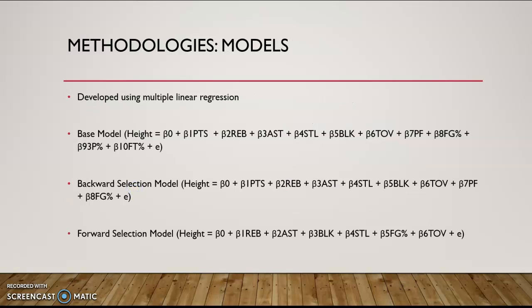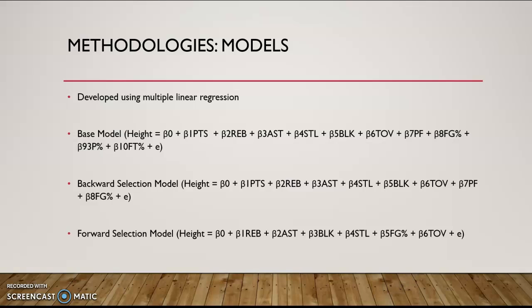So moving on to methodologies, I created a total of 3 models to compare. As I stated before, these models were created using multiple linear regression. I used lm in R to make these. So height is the response variable and everything else is the predictors. The first one, I just made a base model with all the predictors in one just to see how it would turn out. You can see in the equation it's got everything from points to free throw percentage.